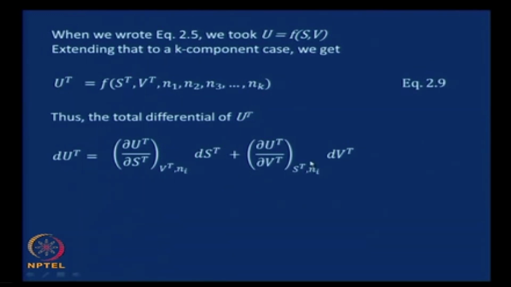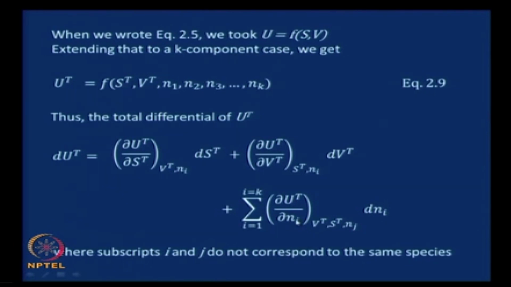plus dou Ut by dou Vt, the second variable, at constant St and all Ni times dVt, plus dou Ut by dou N1 dN1 plus dou Ut by dou N2 dN2, and so on and so forth, which can be indicated in short form as the sum from i equals 1 to k, because there are k components, of dou Ut by dou Ni at constant Vt, St and Nj, dNi. Note that the subscripts i and j do not correspond to the same species.